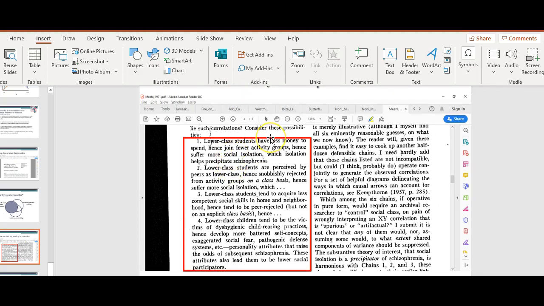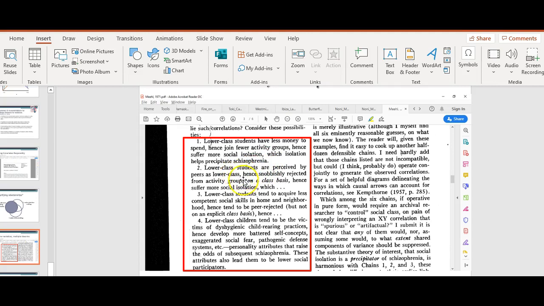So instead of SES being a nuisance variable, he talks about how lower class students have less money to spend, and hence they join fewer activity groups, and they suffer more isolation, and isolation helps precipitate schizophrenia. So in this case, SES is actually the cause of social isolation. It could be a mediation where SES causes more isolation, which in turn causes the schizophrenia to appear.